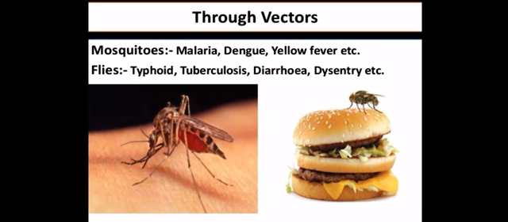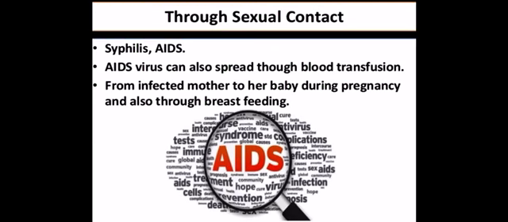Other vectors are flies, and they cause typhoid, tuberculosis, diarrhea, dysentery, etc. Now, the next means of spread of diseases is through sexual contact. Examples of diseases caused through sexual contact are syphilis and AIDS.